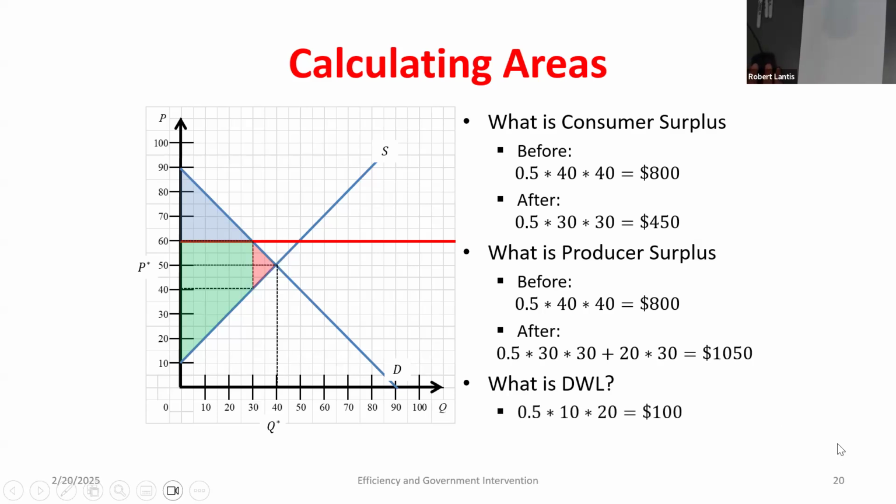Okay. So that's how we would calculate these surplus values visually. That's what's going on with price floors. It's very similar to price ceilings, but everything's kind of flipped on its head. Right? Price ceilings lowered prices, so that could potentially help consumers. Price floors raised prices, so that could potentially help producers. But both of them will cause deadweight loss.